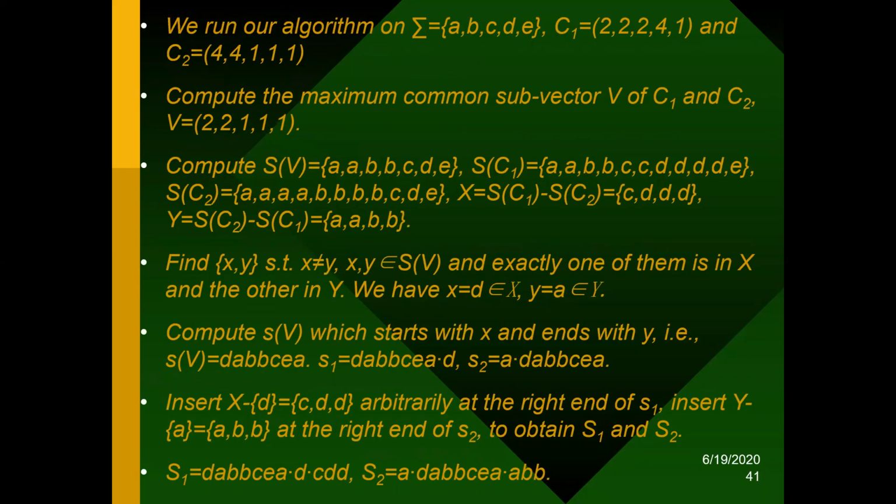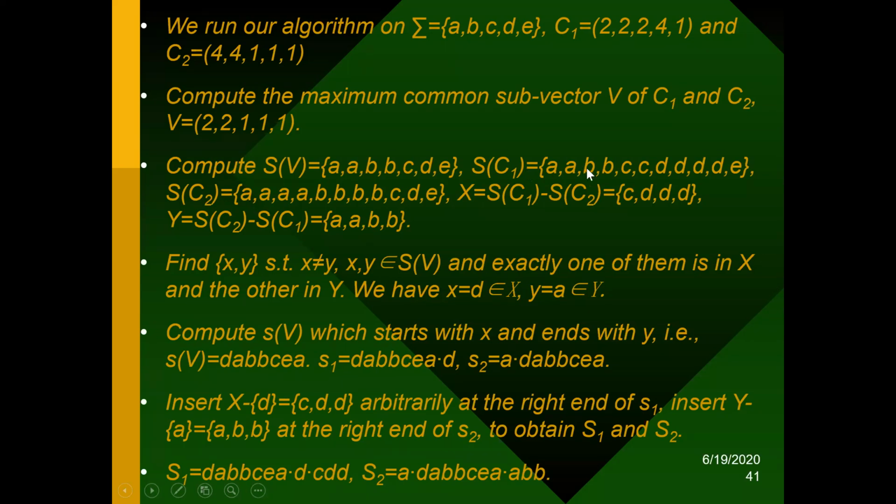So I will spend maybe 30 seconds to go over this algorithm, and that's very much it. We basically run this algorithm directly with this example. C1 is 22241, and C2 is 44111. And sigma, of course, is A, B, C, D, E, ordered. You first compute the maximum common subvector V, which is 22111. Then I take this multiset SV, which is AA, BB, C, D, E.